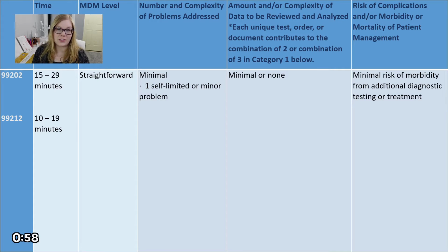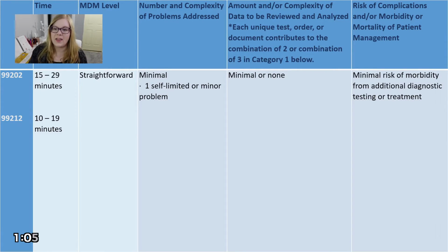Next, we have our level 2 visit, and I will go over the difference of the time components at the end, but you can see here when we look at this level 2 visit, there is 99202, which is our new patient, has 15 to 29 minutes. The established patient is 10 to 19 minutes. They both have the same requirements. All the levels have the same requirements for meeting the criteria for medical decision making.